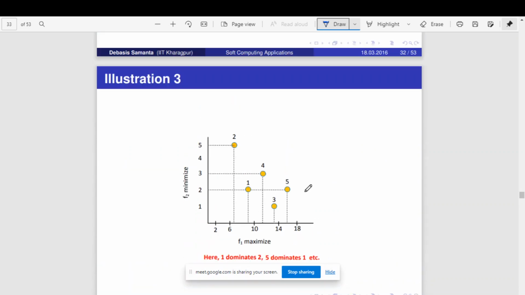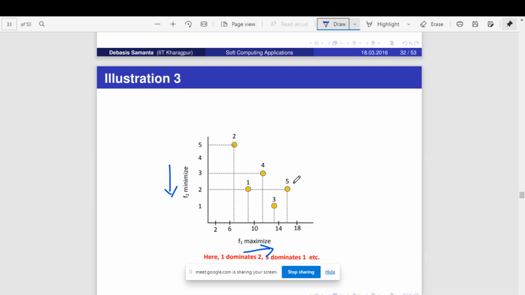So here is another example. Here we want to maximize f1 and minimize f2. Maximize f1 and minimize f2 means, which solution will you treat as a better solution? It should be towards right and towards down. Such a solution will be called a better solution.